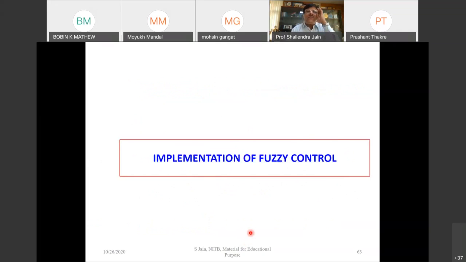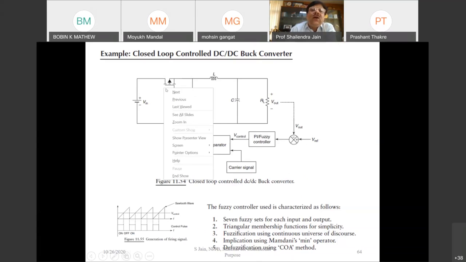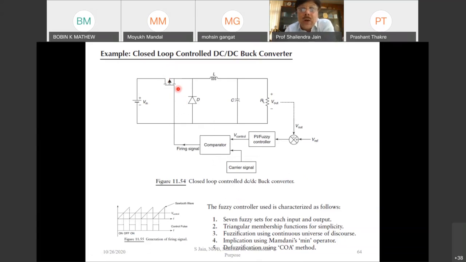So just to implement a fuzzy control, let's see, I will take a closed loop control of a DC to DC converter. This is a buck converter. In the closed loop controlled buck converter, basically this is my input voltage. There is a control switch, and these are the L and C components, and R is the load. We set the desired output voltage, and accordingly the duty cycle of this switch is being controlled, isn't it?